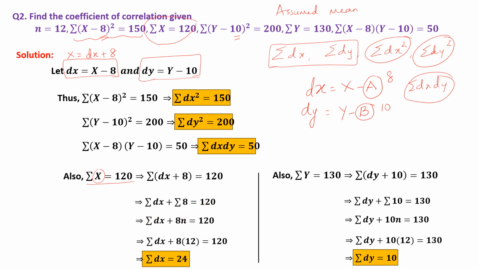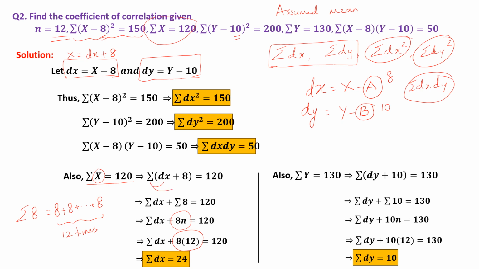What do you mean by sigma 8? When I say sigma 8, that means how many times I have here? 12 values I have. That means I am adding 8 12 times, because I'm having 12 observations. So I'm adding 8 12 times, which implies sigma 8 will become n times 8, or it becomes 12 times 8. Correct. Sigma dx is the first term which will be kept as it is.